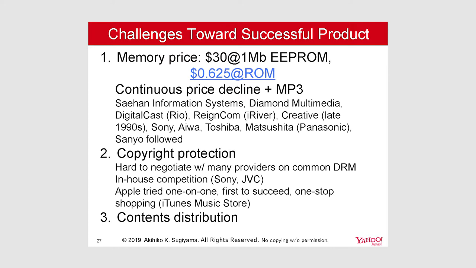The second challenge was copyright protection. So I would like to say that the memory price problem was automatically solved, because the price continuously kept going down to a sufficiently low level. Copyright protection controls copying of the audio data written on the chip. So you need to have some protection mechanism.